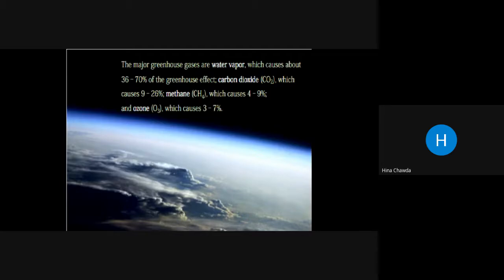The greenhouse gases are water vapor, which causes about 36 to 70% of the greenhouse effect. Then comes carbon dioxide, which causes 9 to 26%. Then comes methane, CH4, which contributes 4 to 9%, and then comes ozone, which causes 3 to 7%. There are some other gases like chlorofluorocarbons and nitrites that are also causing global warming.